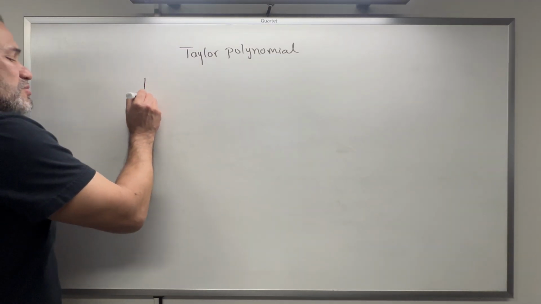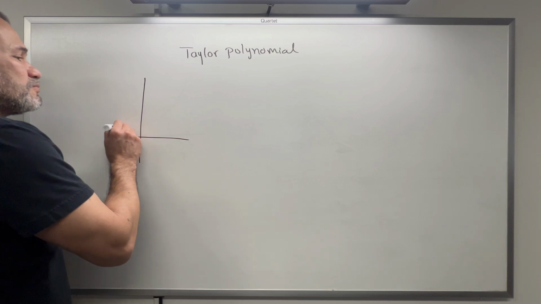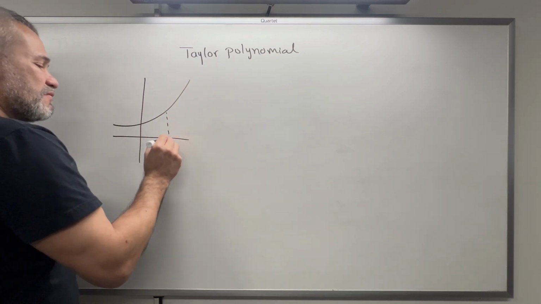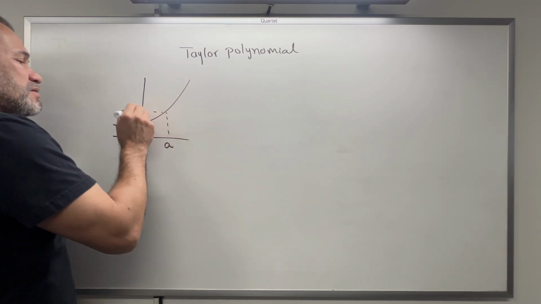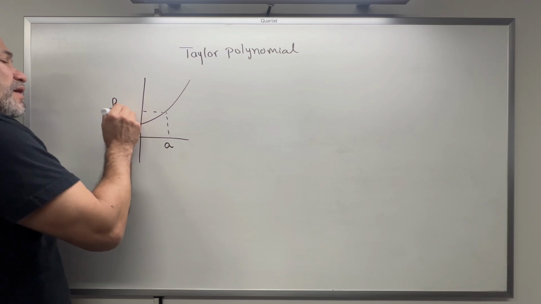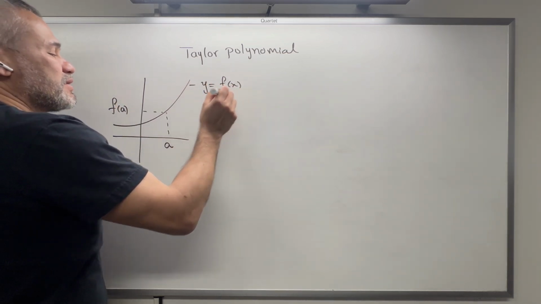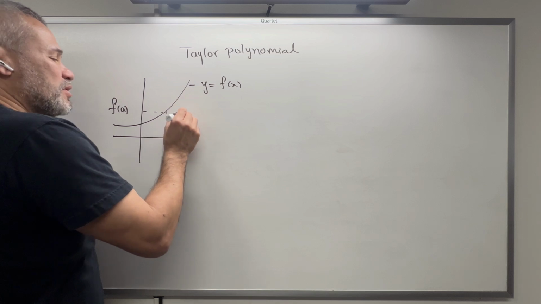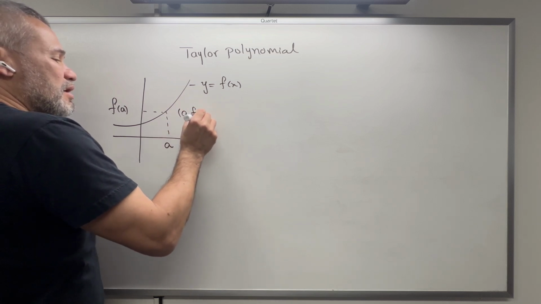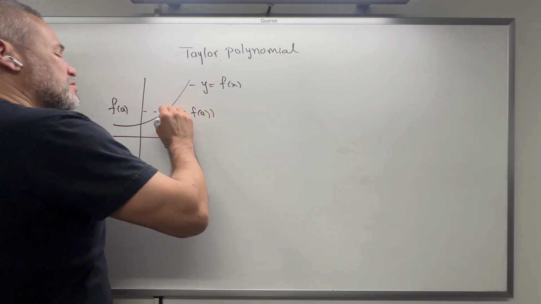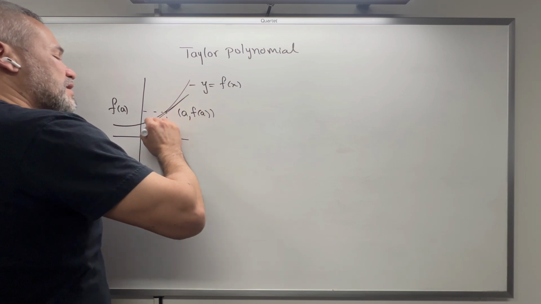Okay, let's start by considering a function. Suppose this is the value a, and this is the value f of a. This is the function y equal to f of x. And then at this point, f of a, we can compute the equation of the tangent line.